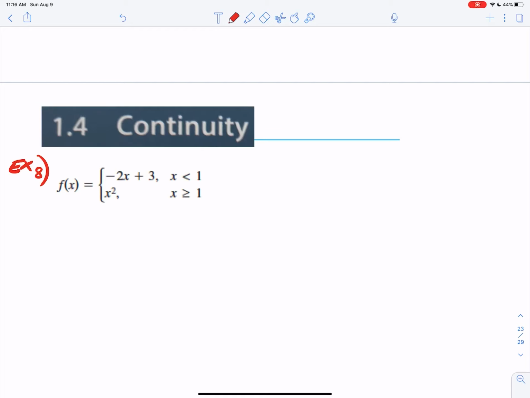Okay. So here, I didn't write the instructions, okay? But we're going to try to find out where f is continuous. Okay? So it gets a little tricky because now you're dealing with a piecewise function. You guys will see this a lot. Okay? So get used to it. Don't freak out because it's a piecewise function.